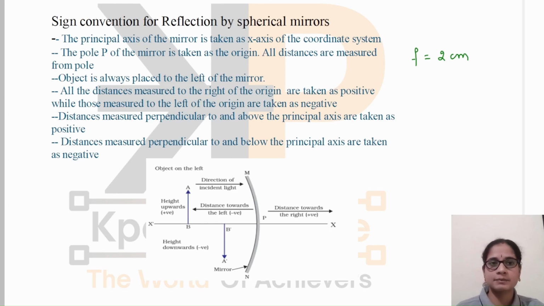Let's see. The first point is that the principal axis of the mirror is taken as the x-axis of the coordinate system. See here, this is the principal axis of the spherical mirror.